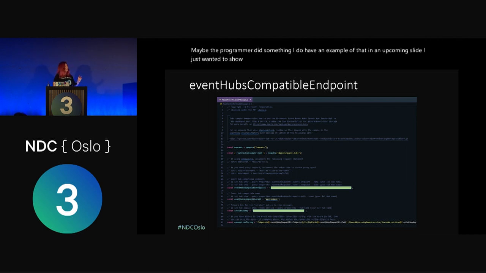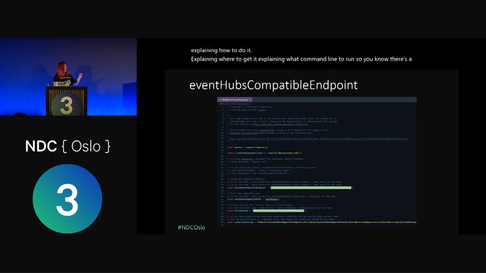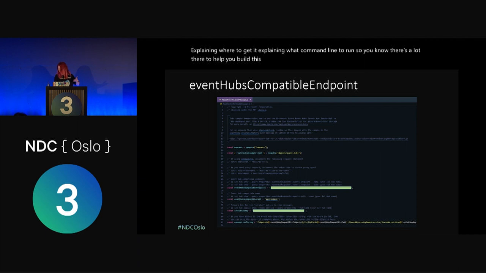So if you want to play with this stuff yourself, the templates and the code for Azure Percept and building this kind of thing are super, super useful. You see all the purple and blue? Those are all the comments explaining what the code will do, how to do it, where to get it, and what command line to run. So there's a lot there to help you build this stuff. And the lines in color are the only bits of code that I then had to change.